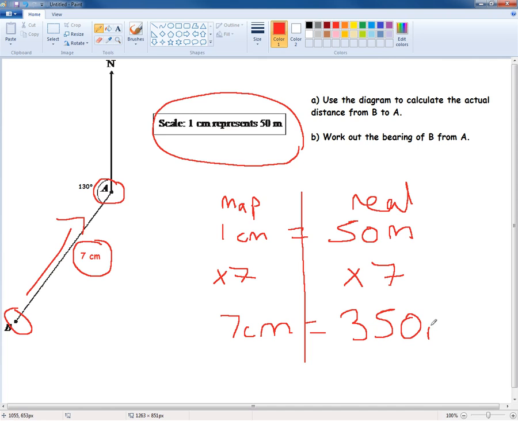So in the real world, our 7 centimeters from our map equals 350 meters. 1 centimeter equals 50 meters. We've got 7 lots of this on our map or diagram, so we must have 7 lots of this side. 7 lots of 50 is 350 meters, so the answer to this part of the question is 350 meters.